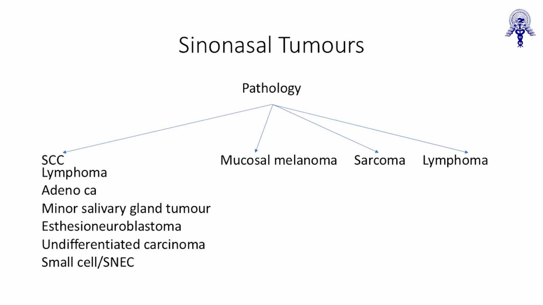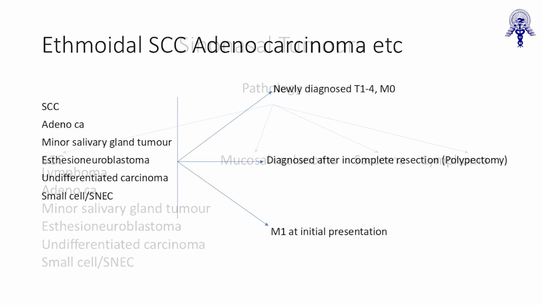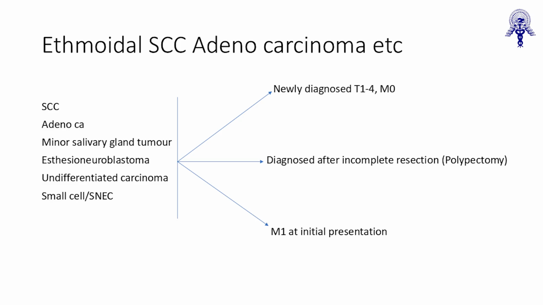So what are the concepts? How will you manage? If it is a malignant mass, try to keep these things in mind. What is the pathology? It may be squamous cell carcinoma, lymphoma, adenocarcinoma, minor salivary gland tumor, esthesioneuroblastoma, undifferentiated carcinoma, or small cell carcinoma. So these are the histopathological types. Or it can be mucosal melanoma, sarcoma, or lymphoma. So these are on one side, and melanoma, sarcoma, lymphoma on the other side. Now we are discussing the more common ones, from squamous cell carcinoma to small cell carcinoma.